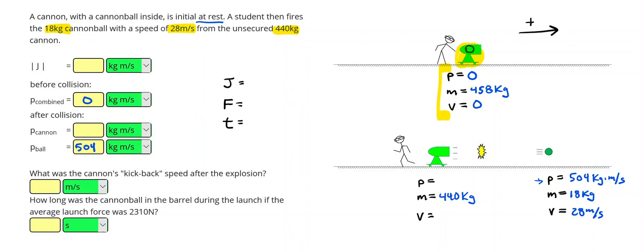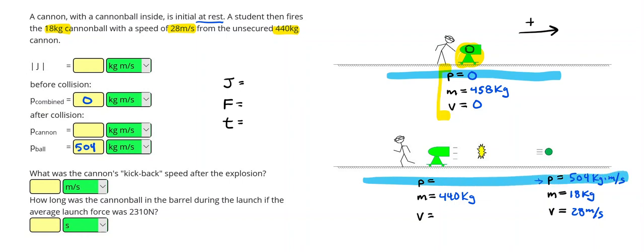Alright, so then we can use conservation of momentum again. The momentum on our first line before the collision, the total momentum, needs to be the total after the collision. So how do I make the second line add up to 0? Well, in an explosion problem, it's pretty easy. I can just put a negative 504 kilogram meters per second right there.